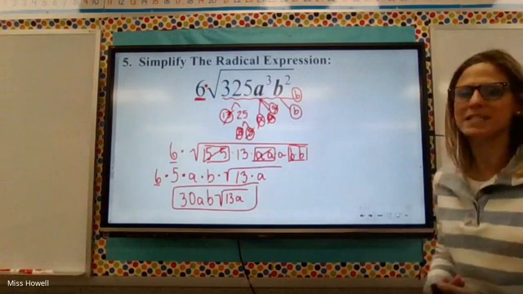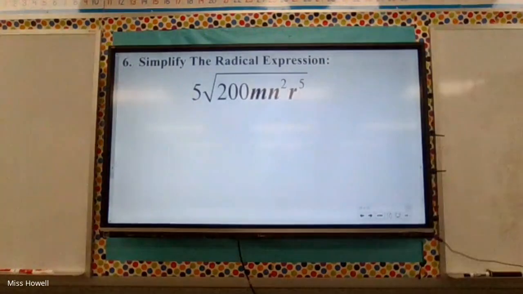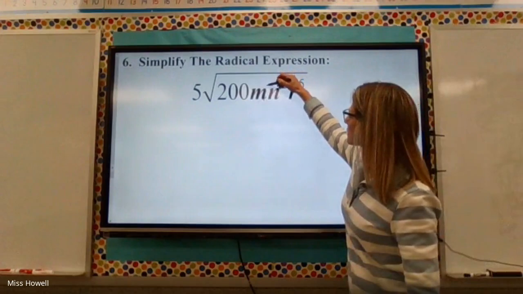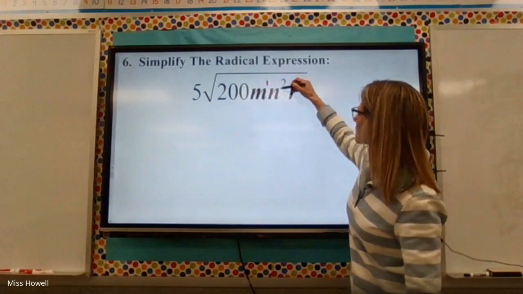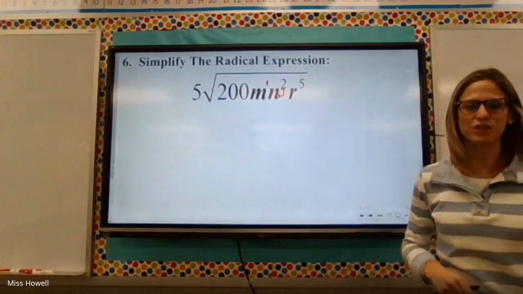So, picking up where we left off with our example number 5 yesterday, which was our last one in our previous learning, this is example number 6 in our notes. I want to simplify 5 times the square root of 200 n to the second, r to the fifth. Please remember that this n has no exponent on it, so technically that's an n to the first. The 2 only goes to this n, so be careful when you break down your factors in your tree.